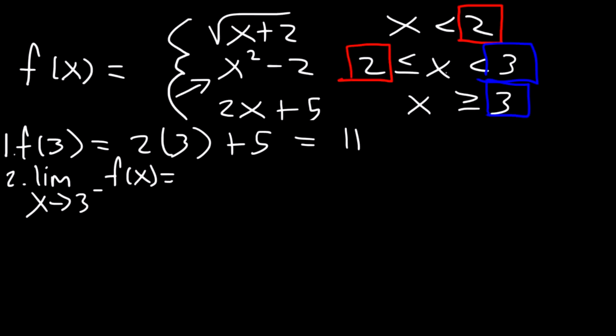So therefore, we need to use this function. 3 from the left is going to be less than 3. So it's 3 squared minus 2. 3 squared is 9. 9 minus 2 is 7.